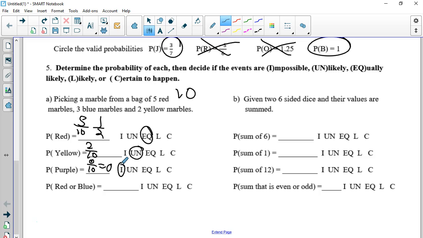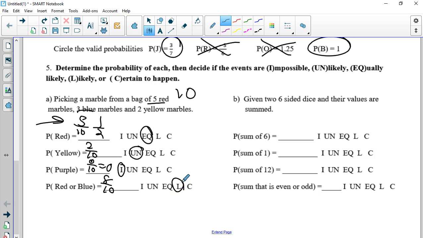Okay, and then red or blue. There you're going to add them together because you're increasing your chances. I just want red or blue. So red or blue, I got 5 red, 3 blue. That's 8 out of 10. Well, again, since this is my halfway point right there, that's my comparison. And even if I didn't have one of those, just always go to halfway and think, is this more or less? 8 out of 10 is more than 5. So it's likely.